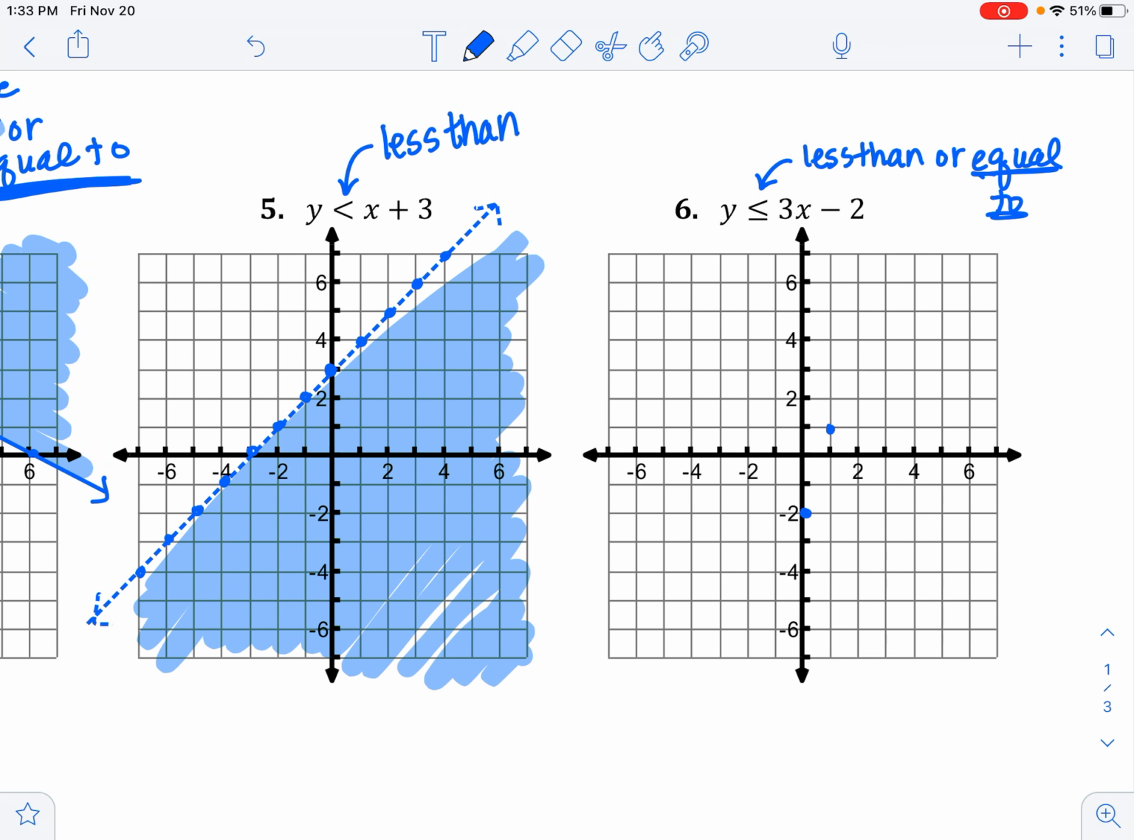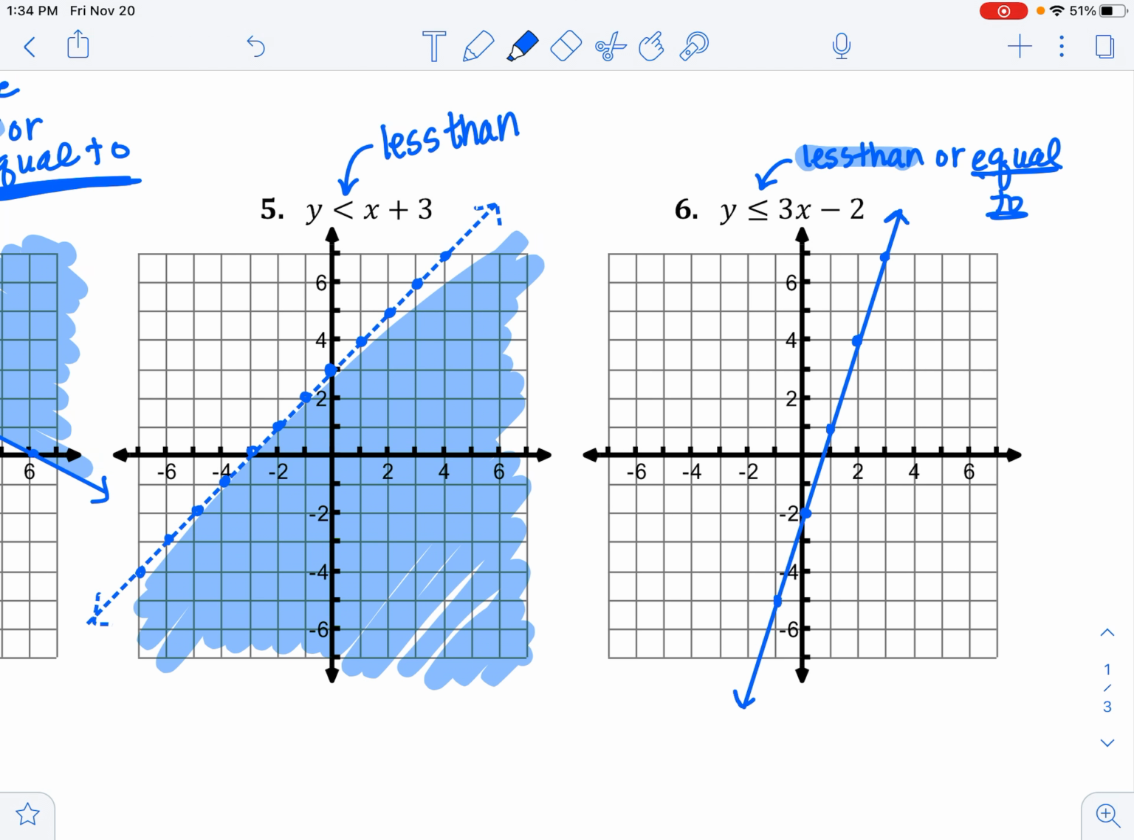All right, so I'm going to put my y-intercept of -2 and then my slope of 3. Up 3, right 1, up 3, right 1, up 3, right 1, down 3, left 1. All right, so we said less than or equal to, so I'm going to put a solid line in.